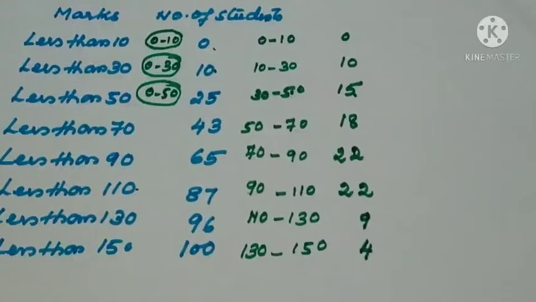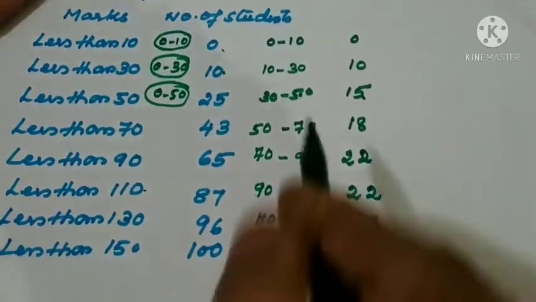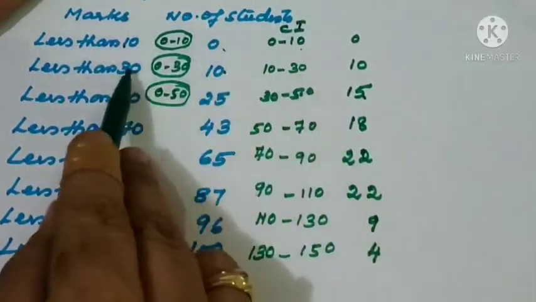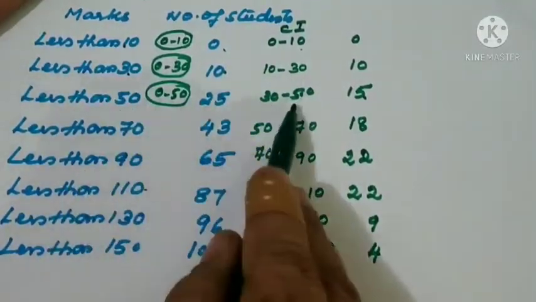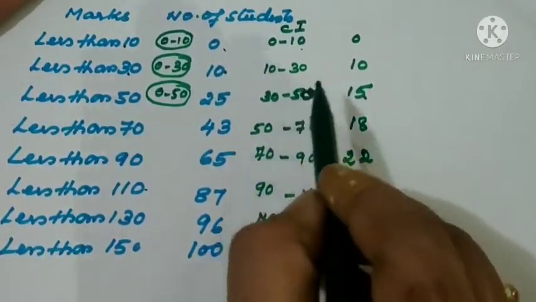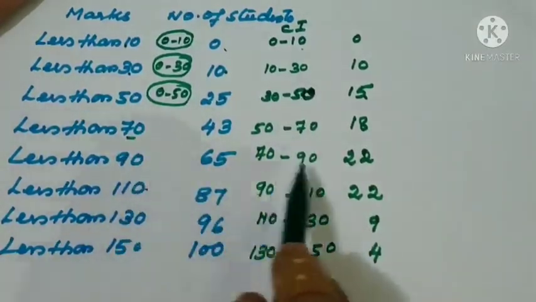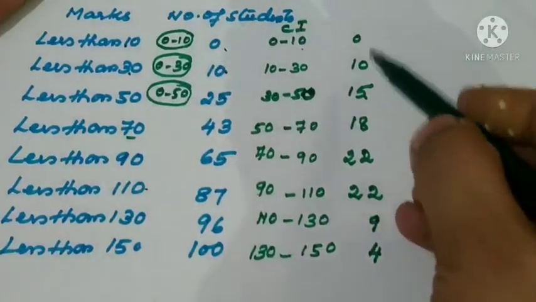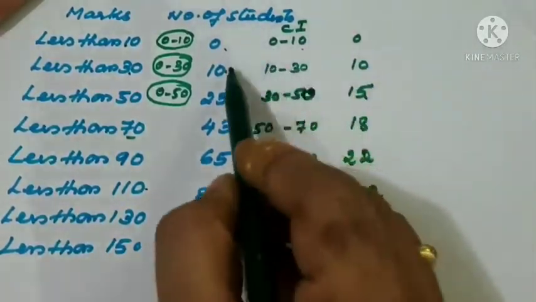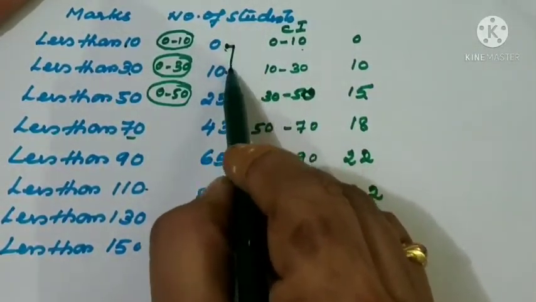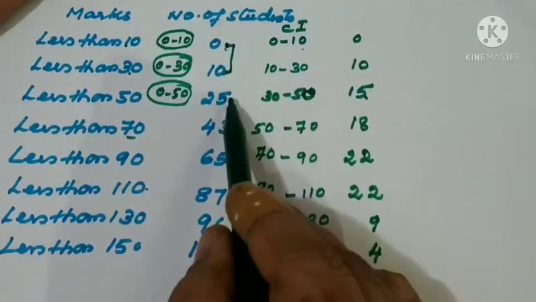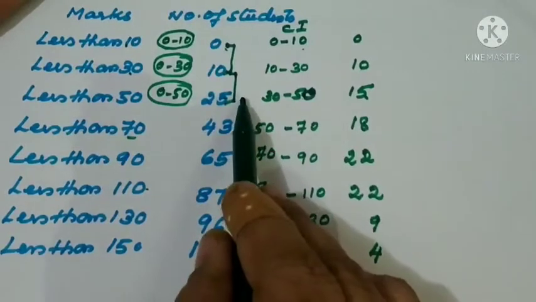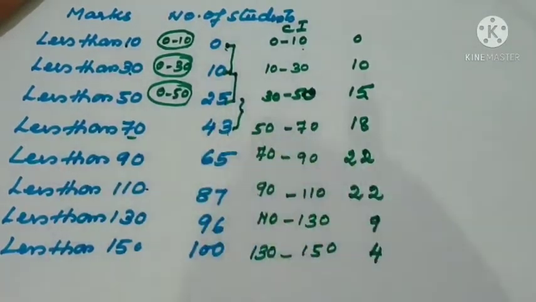So what we should do, when the less than table is given, we should take the upper limit. 10 will be the upper limit, 30 will be the upper limit, 50 will be the upper limit, next 70 is the upper limit, 90 is the upper limit. Correspondingly, we can make the lower limit. Now how to write the frequencies? Just take the difference. 10 minus 0, 10. 25 minus 10, it is 15. Understood? Next 43 minus 25, 18.